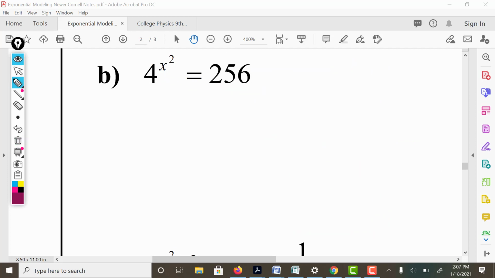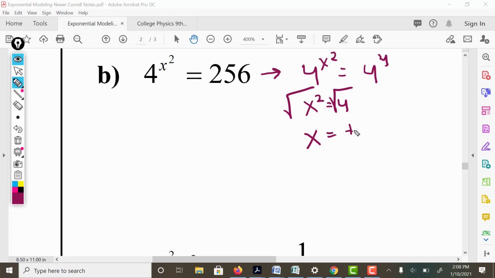Here's another problem. Ideally, let's make these bases the same. I will do this problem 2 different ways, by the way. So because I know my powers pretty well, I'm going to make this 256 into base 4. That'll be 4 to the 4th power. Doing that, we get to set x squared equal to 4. And to solve for this, we take the square root. Square rooting would result in plus or minus 2.